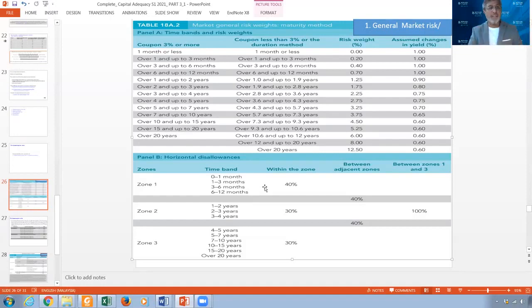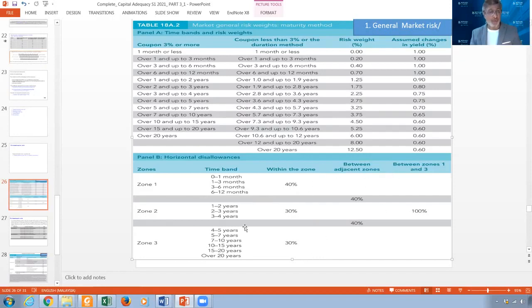But when you do that, there will be basis points, because the interest rates will not move the same. And there is also a gap between the net short and the net long in each of those bands. Anyways, I know it's a headache, but what they did is provide what we call horizontal disallowances and vertical disallowances. And this is how they work.